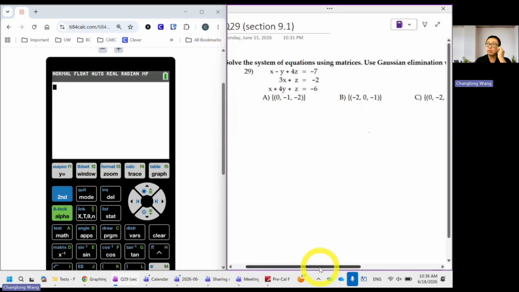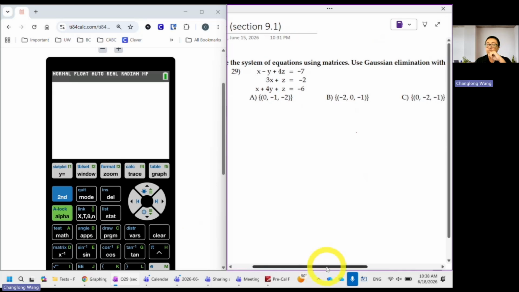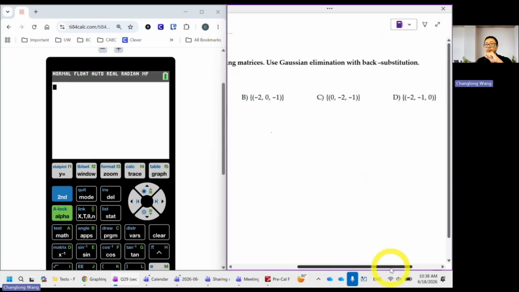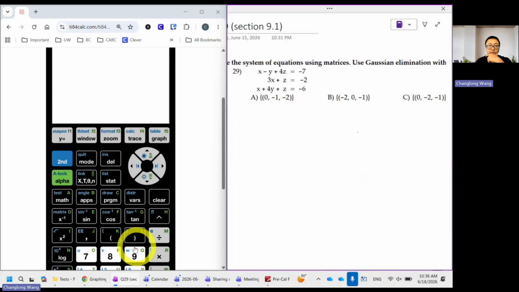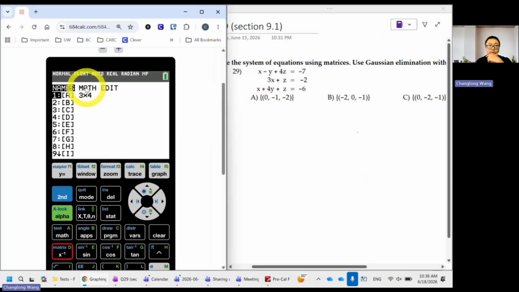So we need either the row echelon form or reduced row echelon form. Now, if you want to do the Gaussian elimination, then you do need the row echelon form, right? Then you're going to have to do a few more steps to do back-substitution. But if you're solving for the solution, I think the reduced row echelon form will still be better. So what you can do is now go to matrix again.